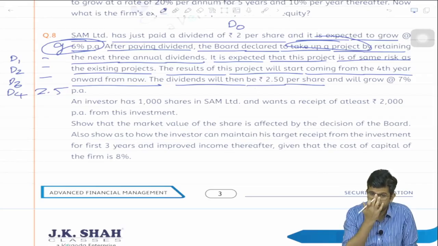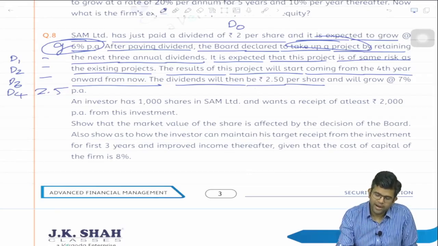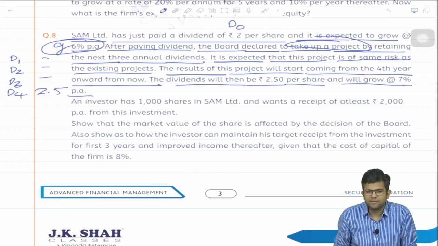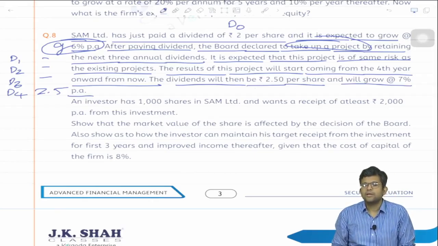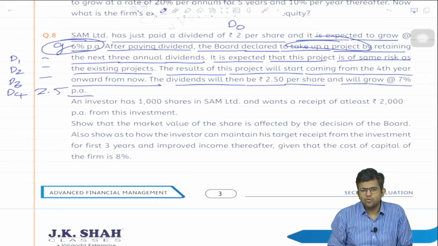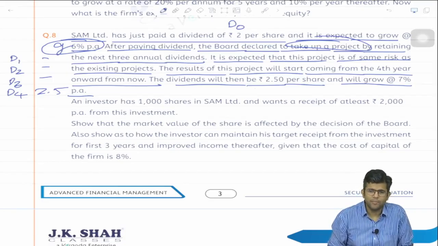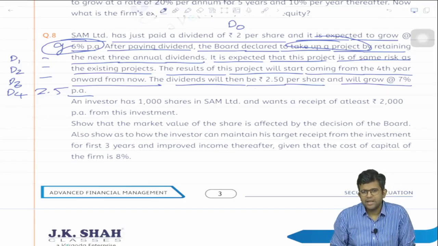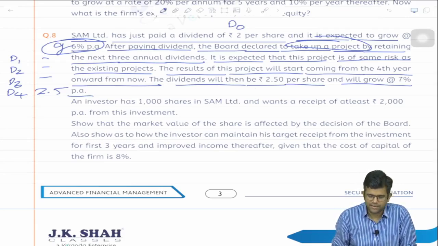Okay. The 4th year dividend will be 2.5 and from there it will grow at the rate of 7% per annum. Everyone clear? So when I do the equity valuation, I will do 1, 2, 3, 3. P3 will be D4 upon KE minus G. D4 to D eternity, I will club in P3.